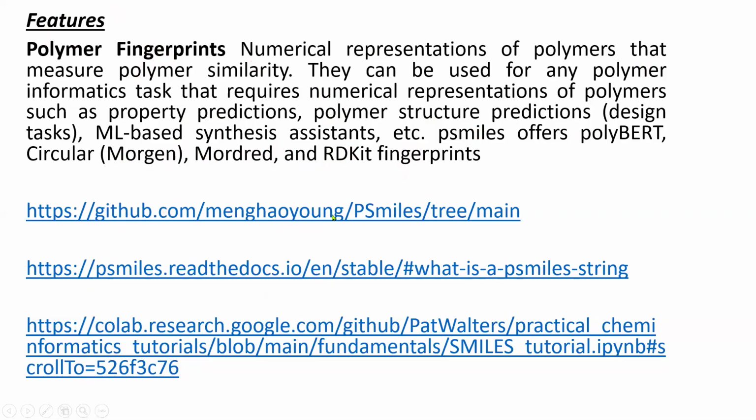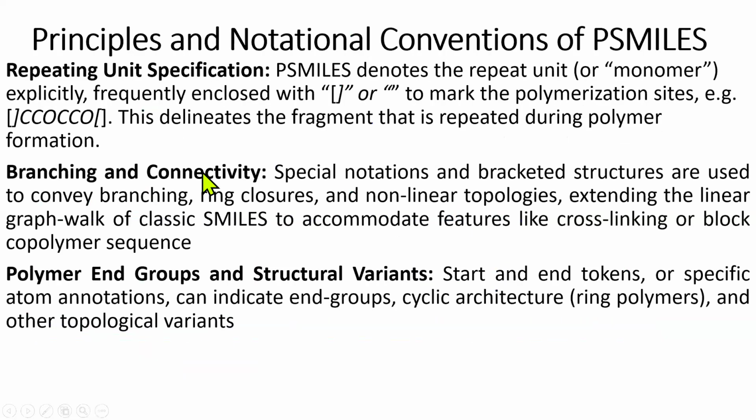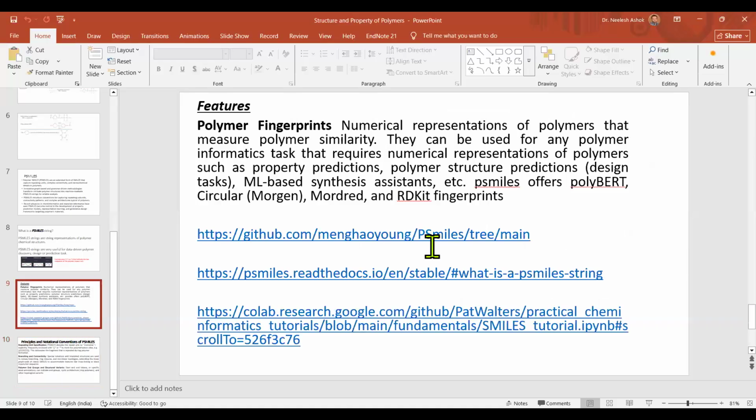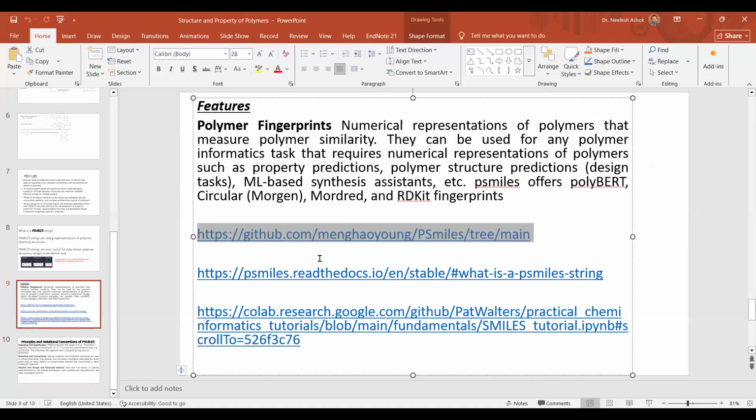This will be one of the hands-on sessions which we can do now. Using this GitHub link itself, you can find the different standalone examples using PSMILES. Okay, so I'm just posting it here. Our next hands-on can be started now. Just open this GitHub link. You can see the code directly available that you can copy paste into your Google Colab, and then you can run this.